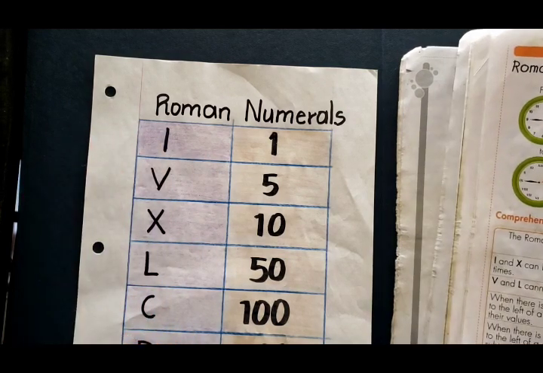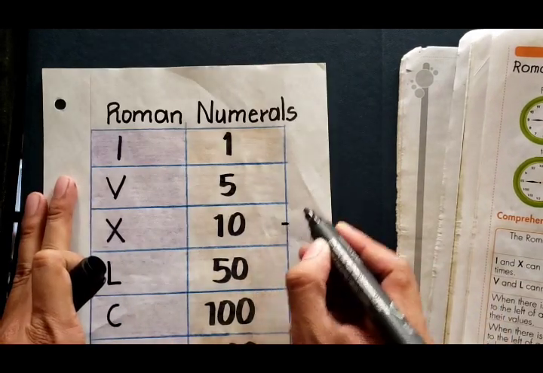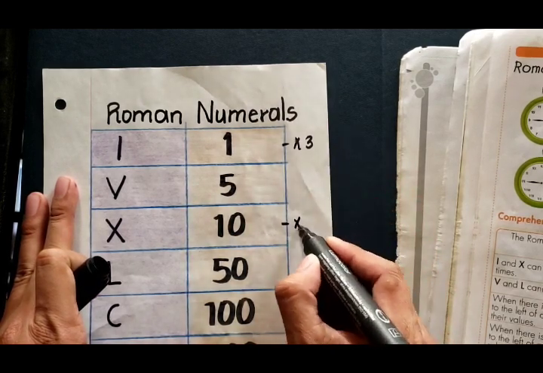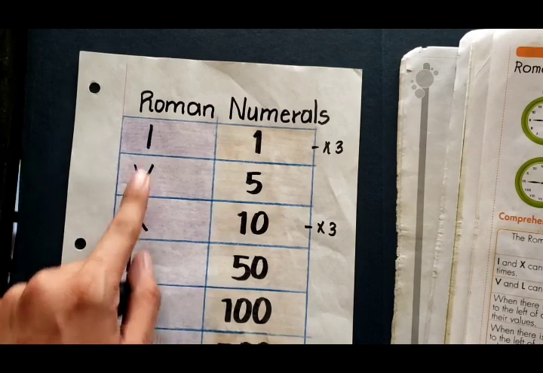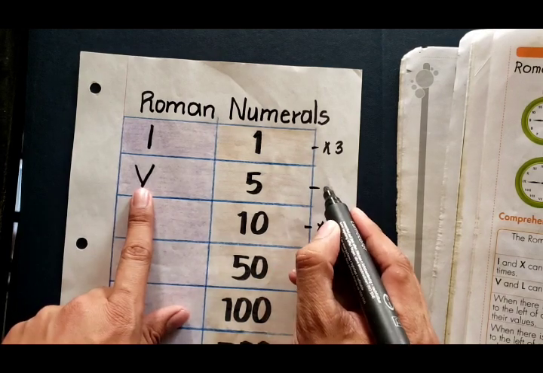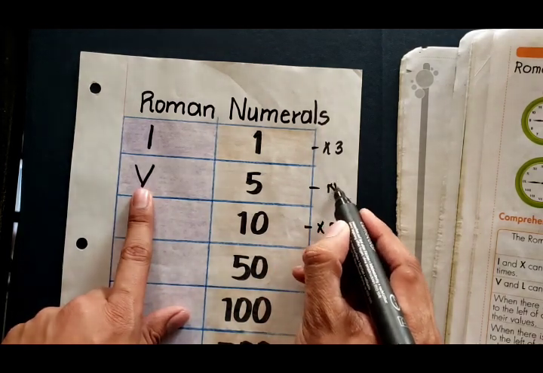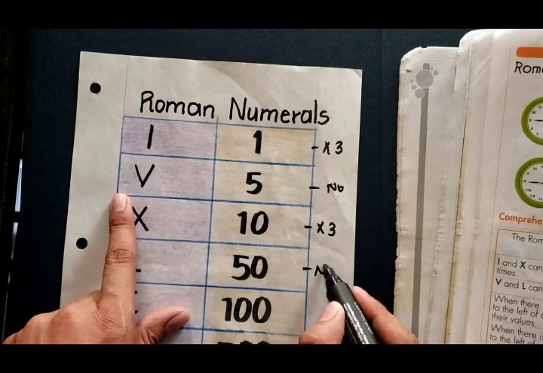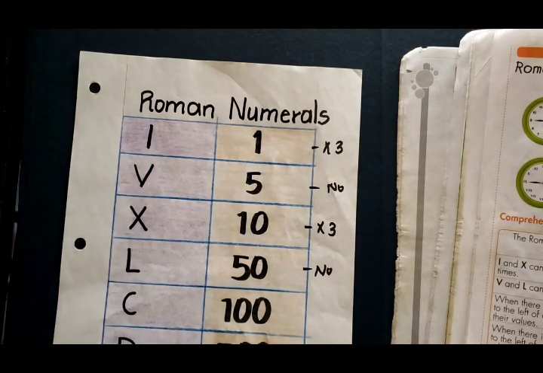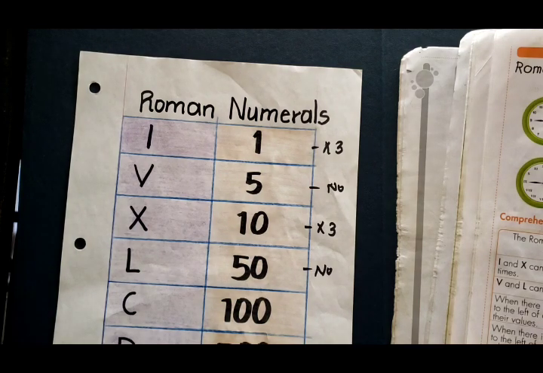So look at this. Just for you, do not forget this. You can repeat the 1 3 times, the 10 3 times. That is the maximum. And this one cannot be repeated. No, and this one cannot be repeated. No. So let's see, we're gonna try to write Roman numerals.